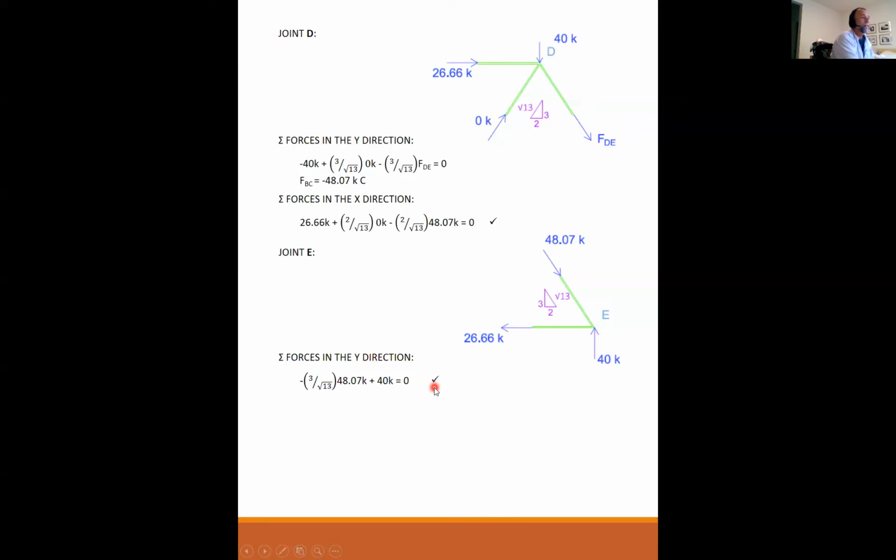Again, this is a check. If this doesn't equal 0, I made a mistake somewhere. And lastly, I can sum the forces in the x. I have pulling to the left, minus 26.66. I have pushing to the right, 2 radical 13, 4807, and this had better equal 0. So by the time you're done, you should have 3 checks to be sure that everything added up correctly.